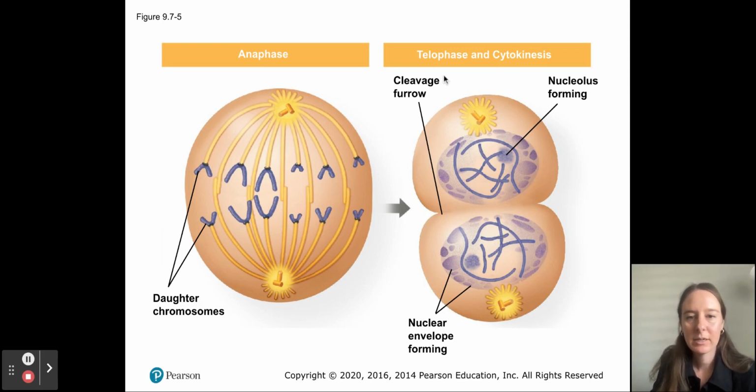Okay, next phase is telophase. So in telophase here, our nucleus is actually reforming. So our nuclear envelope, we're going to now create two nuclei. We have this thing called a cleavage furrow. So notice that the cytoplasm is starting to pinch off to make two separate cells. And notice that our spindle fibers, these guys here, have been detached. And we have our centromeres, they're just kind of hanging out here. We have our nucleolus, this is where you make your ribosomes, reforming.